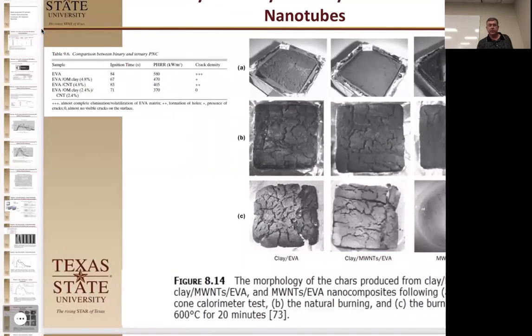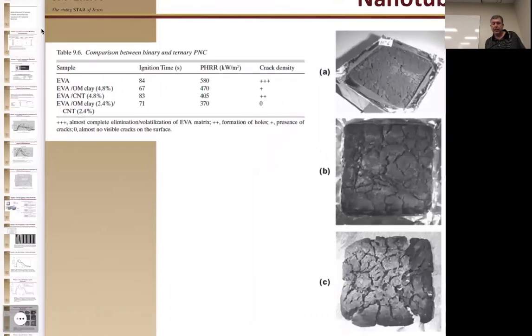Okay, so let's look at this side first. Just adding them on perlite does delay the heat release, the ignition time. Oh, I'm sorry, the organomodified clay speeds up the ignition time. It catches fire earlier. How's that possible?